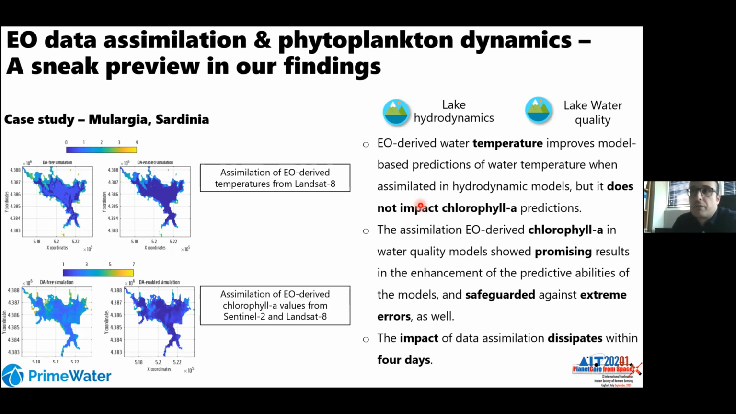The assimilation of chlorophyll A showed not only improvements in terms of an average error reduction, which is also important, but I think more importantly, it safeguarded against extreme errors, which is also critical when it comes to decision making. How long is this impact on the forecasting skills? It seems that the model will come back to its pre-assimilation trajectory within 4 to 5 days. So after these 5 days, the impact of assimilation dissipates.